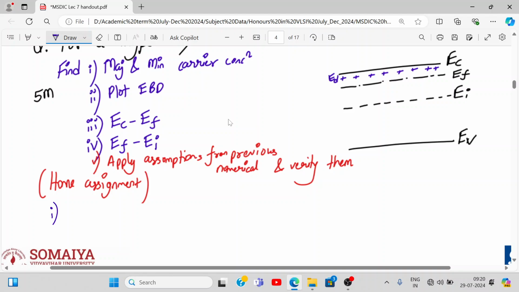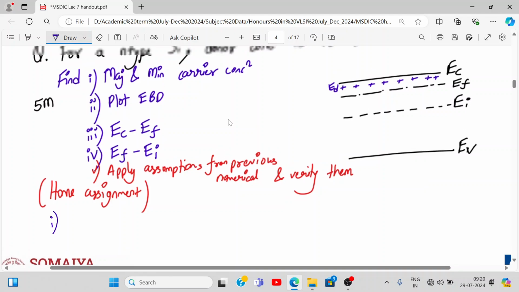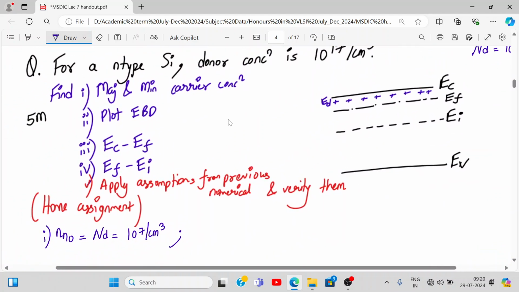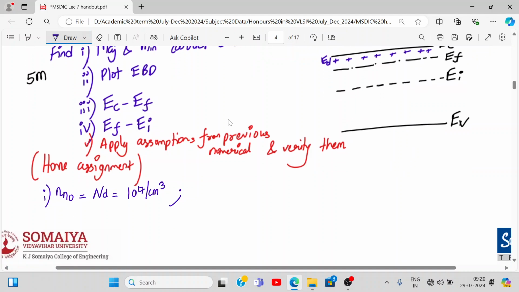Let's do that. What will be the majority charge carriers? Assuming complete ionization, that means here it's an N-type silicon, right? So what are the majority carriers? Nno is equal to Nd, which is 10 raised to 17 per centimeter cube. Are you understanding? 10 raised to 17 per centimeter cube.